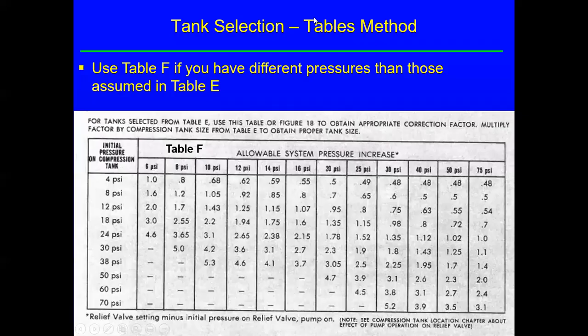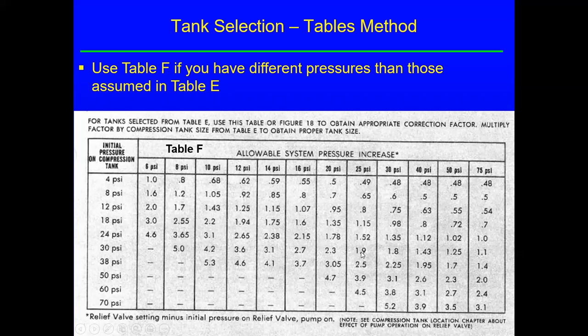Okay. Now, this is if we're on those standard conditions. If we're not, then we can get a correction factor here. Let's say the allowable system pressure increase is maybe only 10, and the initial pressure on the compression tank is 18. Well, then I come over here and I'd have to take that volume from table E and multiply by 2.2 to adjust it. So these are just correction factors.